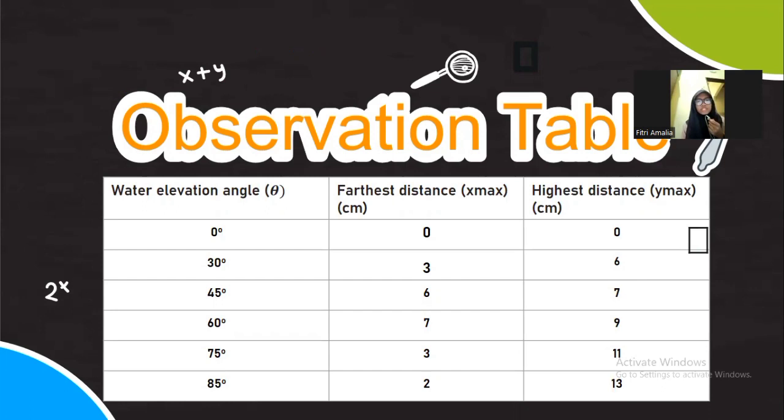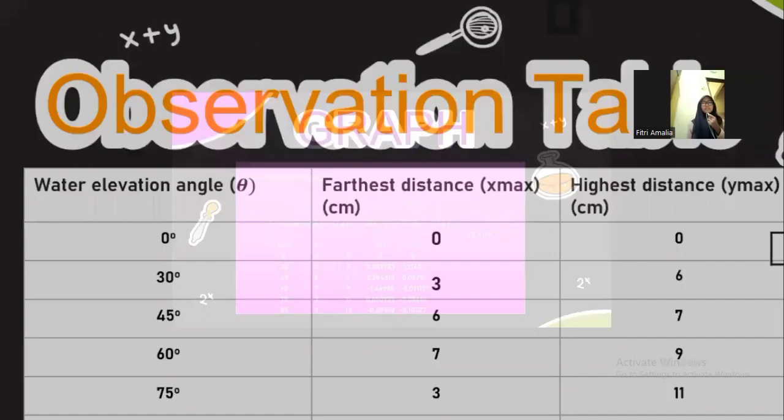For 45 degrees, the farthest distance or X max is 6 centimeters, and for Y max or height distance is 7 centimeters. For 60 degrees, the X max is 7 centimeters and the Y max is 9 centimeters. For 75 degrees, the farthest distance or X max is 3 centimeters and the highest distance or Y max is 11 centimeters. And last one is 85 degrees. The X max is 2 centimeters and the Y max is 13 centimeters.